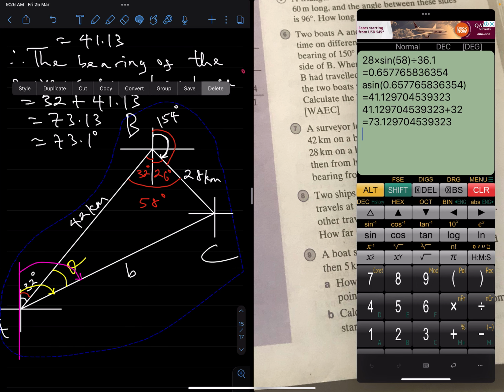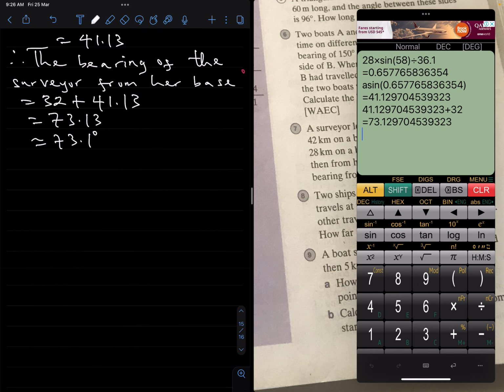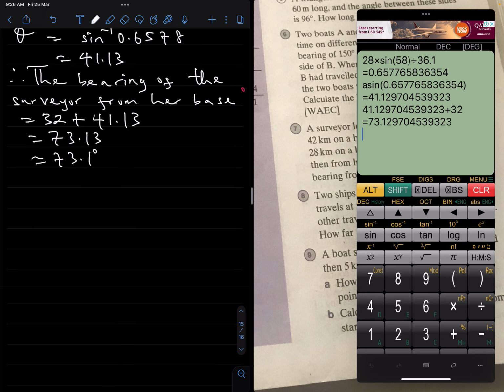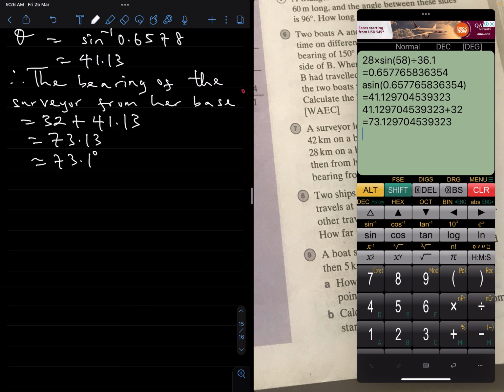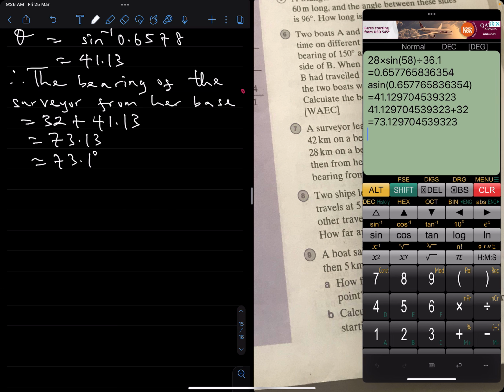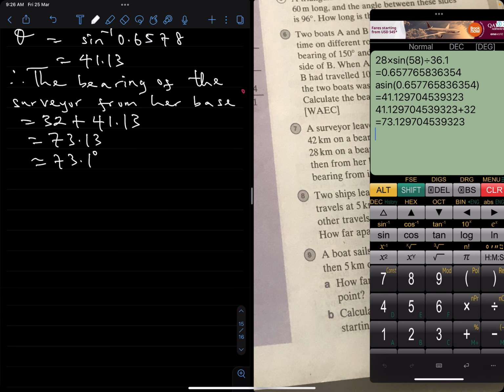So that's it simply. The bearing of where she is, our final position from our base camp, is 73.1 degrees. Yeah, that's very correct. Now to the next one.